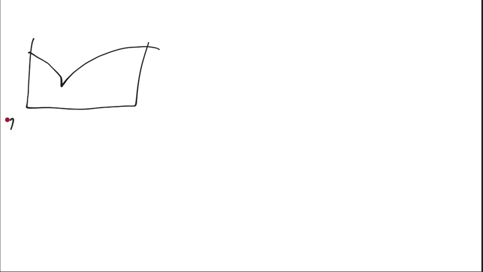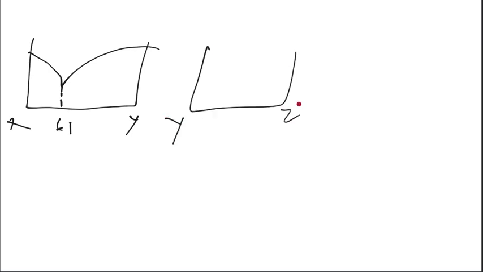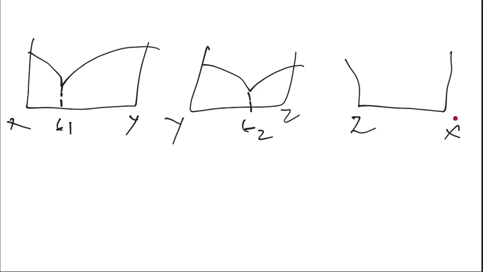X, Y. For XY, this is the E1. Like this, Y, Z, E2, and Z, X, E3. These are the three eutectic points. Now we have to combine these three eutectics, then we will get the ternary relationship.